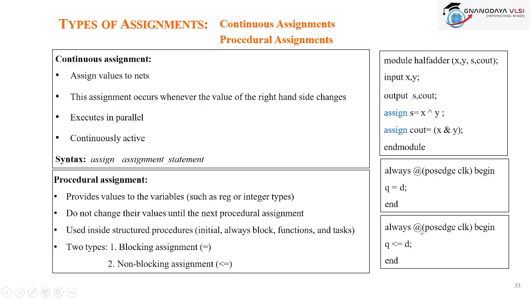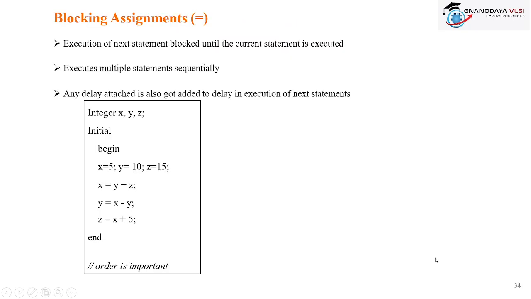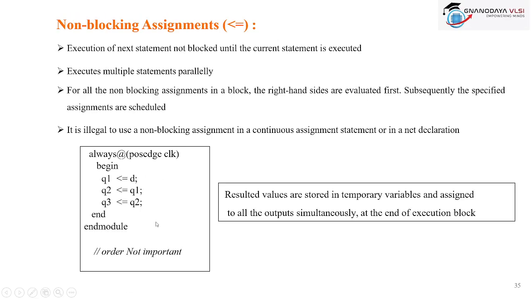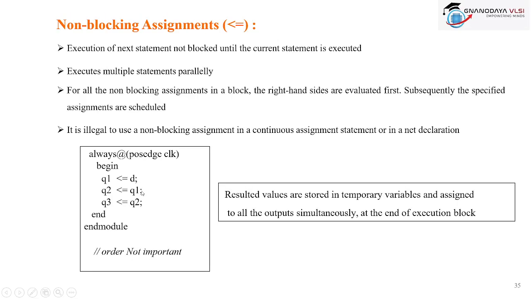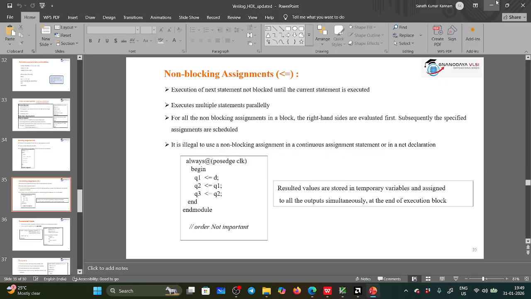See here, this is the D flip-flop. Always @(posedge clock) begin q = d. Q is assigned the value of d. So these are the blocking assignments. This is the example for blocking assignments. Order is important, so it will execute sequentially. Non-blocking means it will execute concurrently. So this is about behavioral modeling.